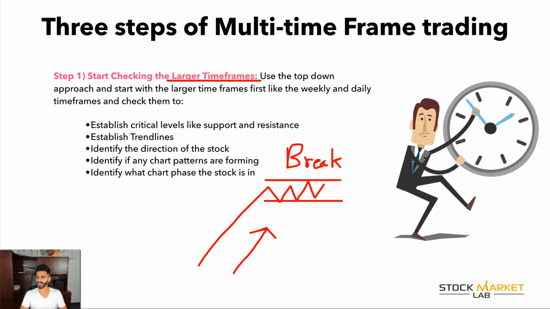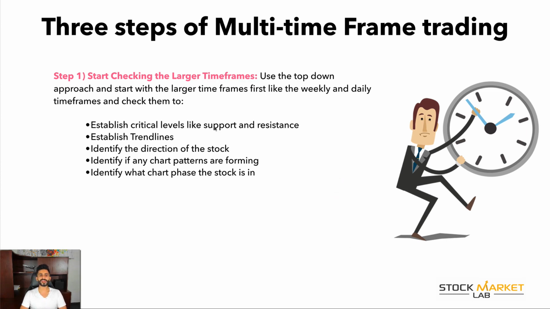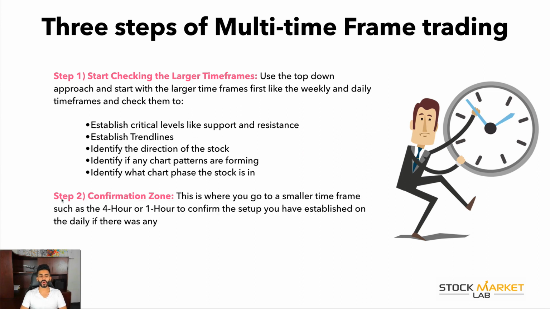But that is obviously not enough. Once we look at the larger time frame and once we confirm the following, we then go to step 2, which is confirmation zone. The idea of confirmation zone is that this is where you go to a smaller time frame, such as the 4-hour or the 1-hour, to confirm the setup you have established on the daily, if there was any.